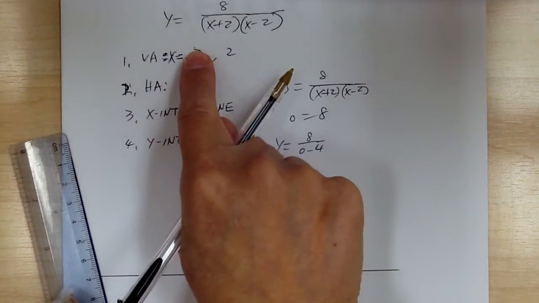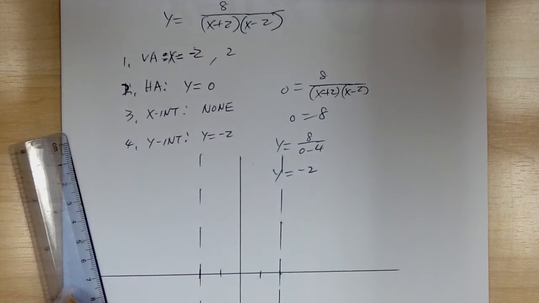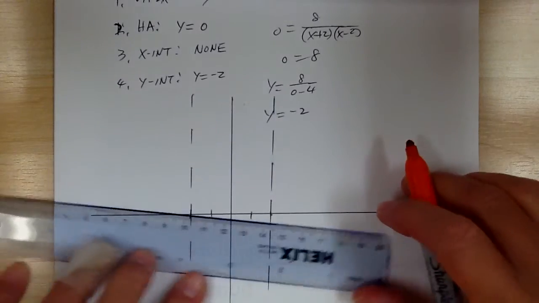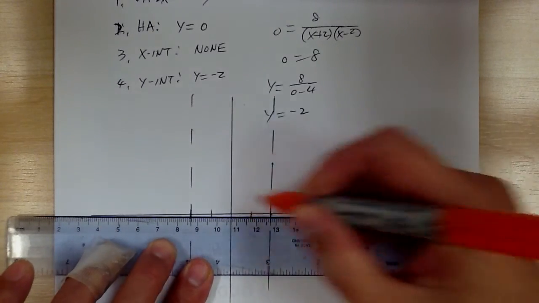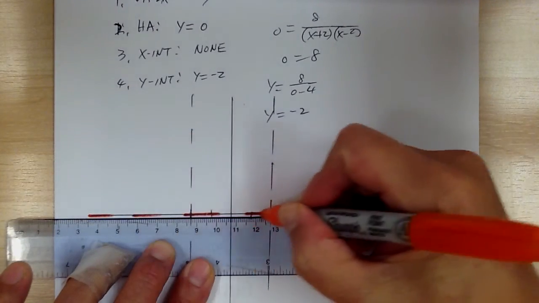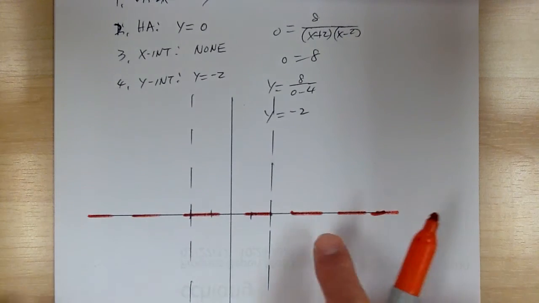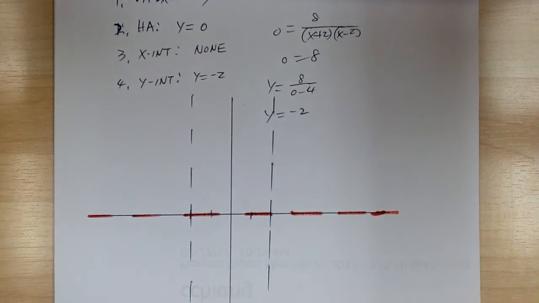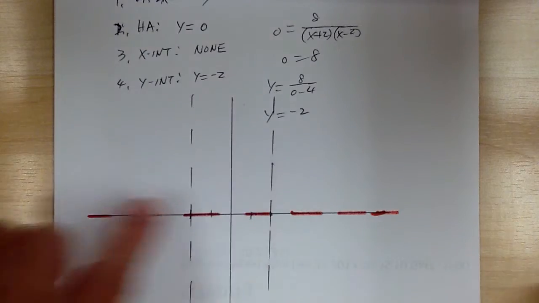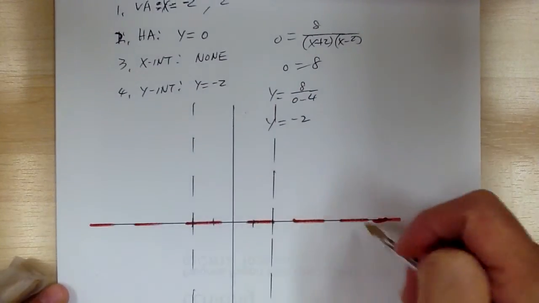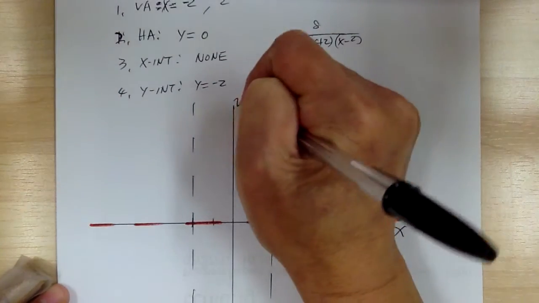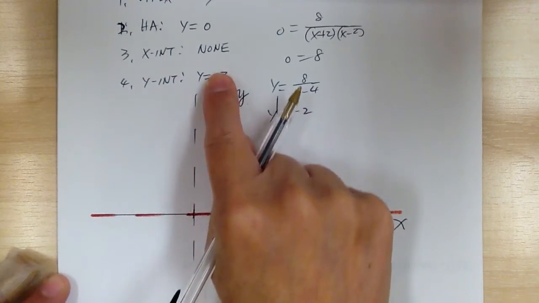So that's your two vertical asymptotes and your horizontal asymptote. Since it's kind of hard to see, I'm going to use this one too. So that's your horizontal asymptote. And your x-intercept, there's none. So it means the graph does not touch the x-axis. And the y-intercept is y equal to negative 2.